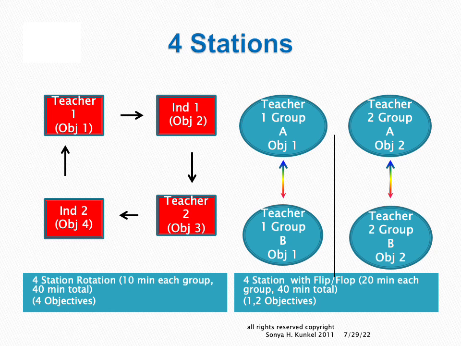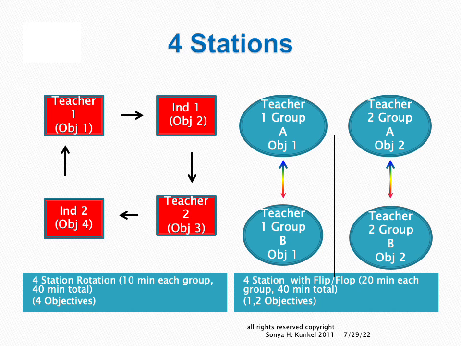The possibilities here are endless. My favorite configuration is the 4-station flip-flop on the right-hand side. Basically what happens here is you take your 24 students in your classroom and you split them in half into 2 groups of 12. Each teacher now only has 12 students for that day. So for example, Teacher 1 with Group A will first teach half of her 12 students, or 6 of them, while Group B works on an independent practice activity. And then halfway through the 40 minutes, after 20 minutes, the groups switch. So each teacher works with only groups of 6 for 20 minutes.